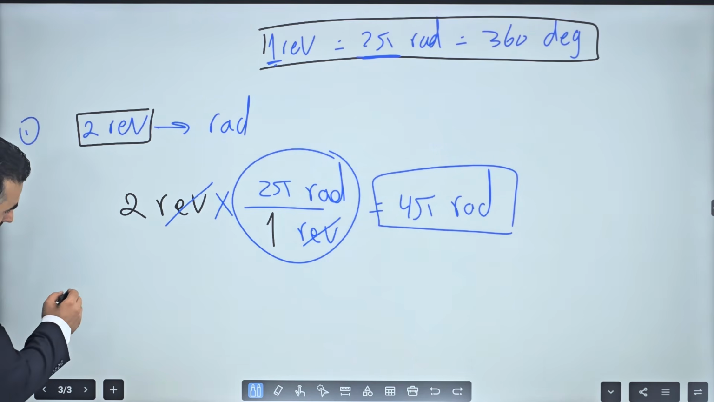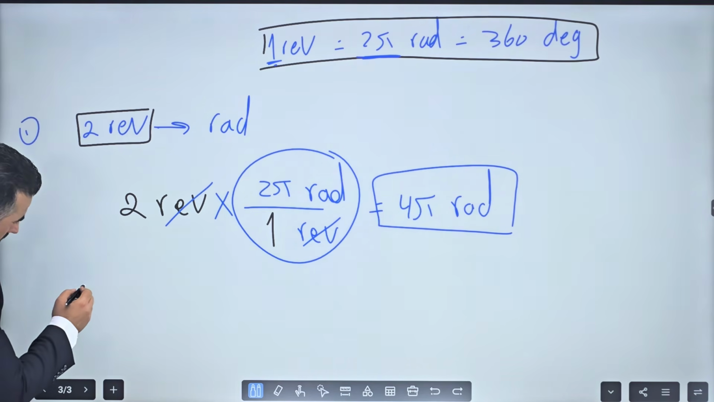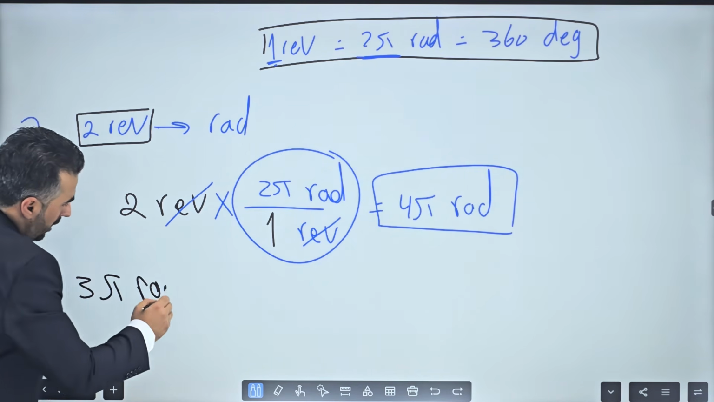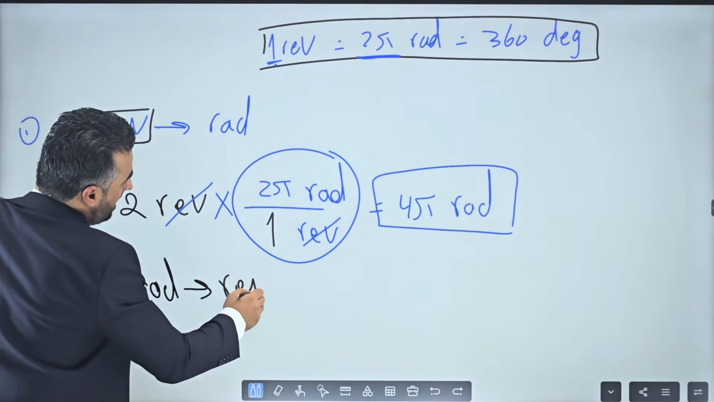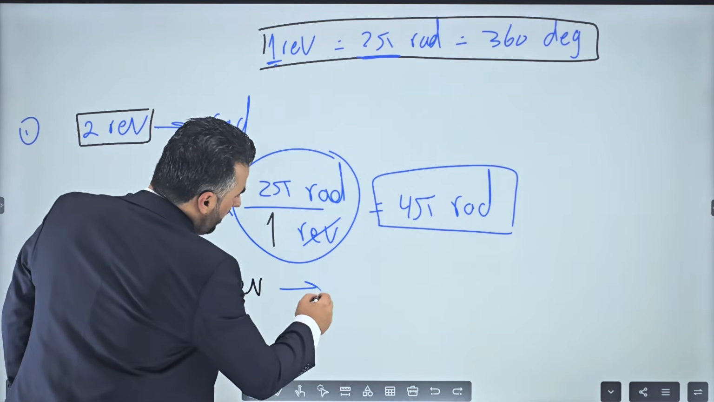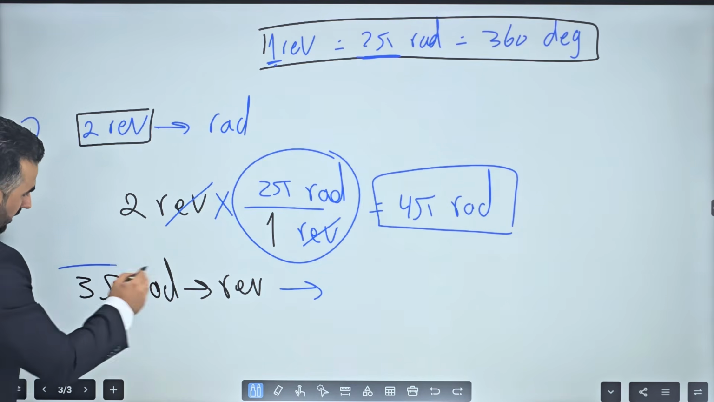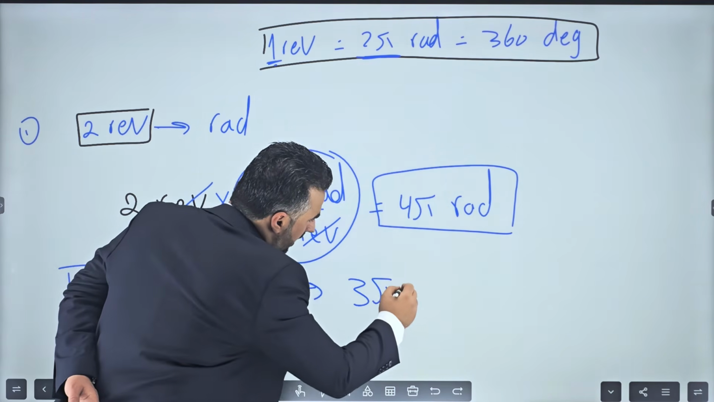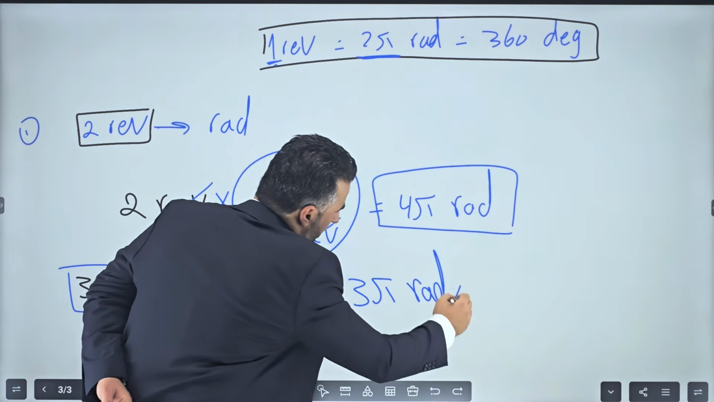Let's just say 3 pi radian, convert this one to revs. How can I do this? We said the first thing that you need to do is write what is given the same. What is given here? 3 pi radian. So let's just write it down. 3 pi radian. That is all what you need to do.